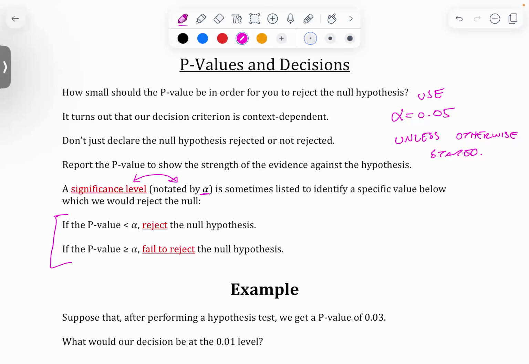So this is the rule, and you can use that rule to make your decision. I always just like to think: P is low, the H0 must go. But initially, in order to make sure you're making the correct decision, that's the best approach that I can recommend for you.